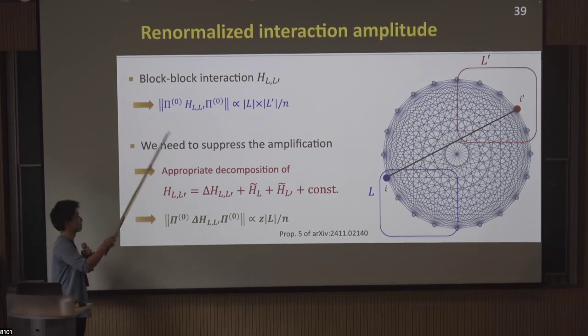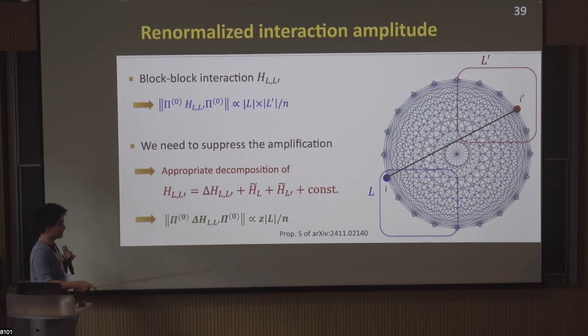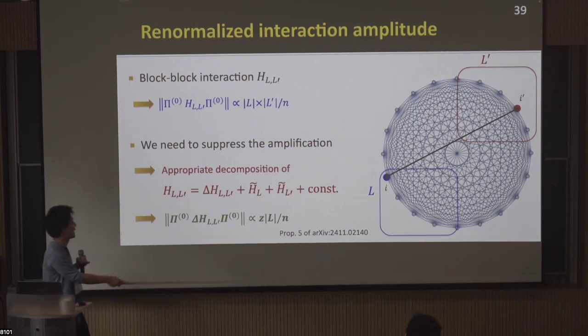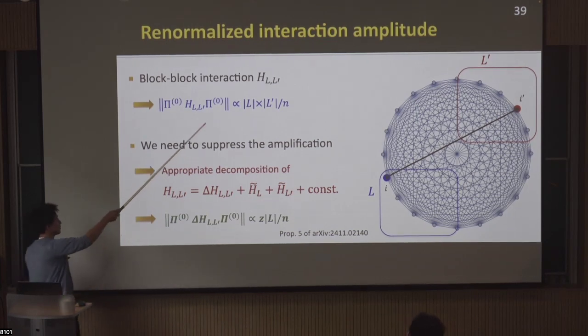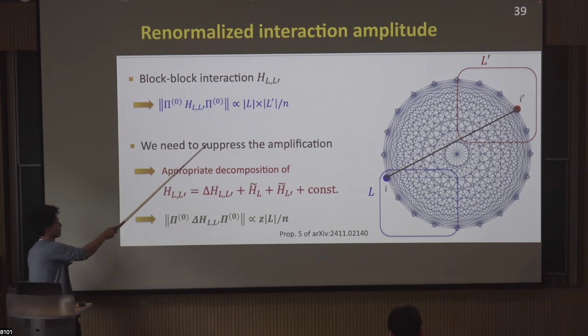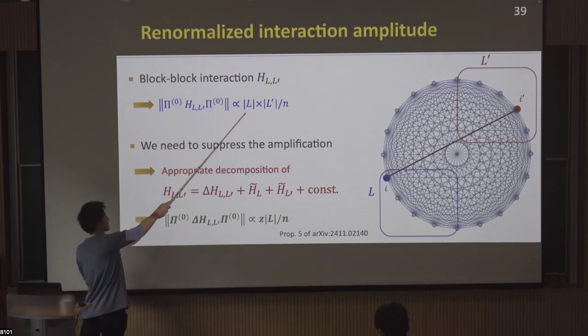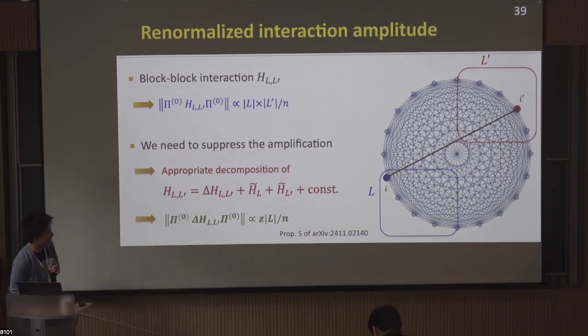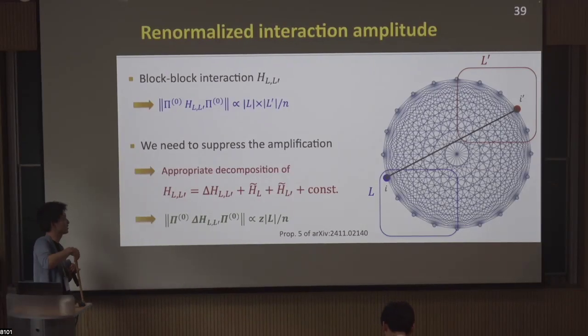Renormalized interaction amplitude. After the renormalization, we should consider the block-block interaction as the new QID interactions. But usually the block-block interaction is upper bounded by this form, with the subsystem size L and subsystem size L dash over n. So after the renormalization, we can observe a significant amplification of the QID interactions. So the very essential point is that we have to suppress the amplification.